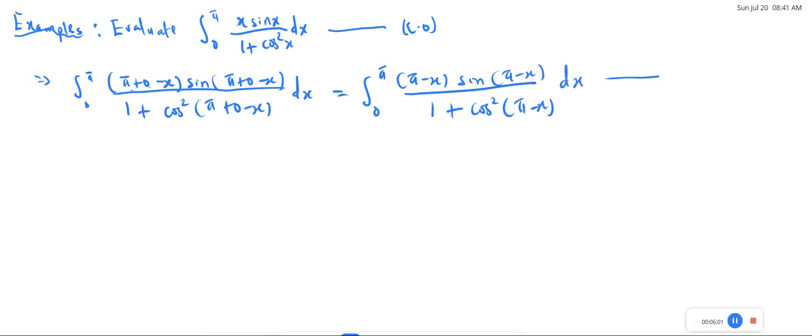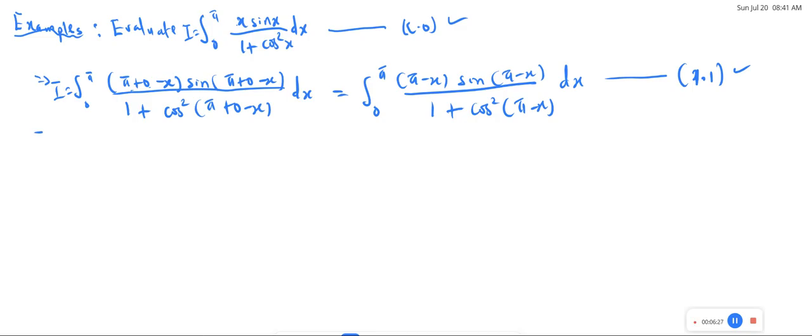So I can call this integral here integral 1.1. So this is integral 1.0, and here is integral 1.1. So what we are going to do now is to add integral 1.0 and integral 1.1 together. We can also let I be equal to this. So I is also this, so we add integral 1.0 and integral 1.1.